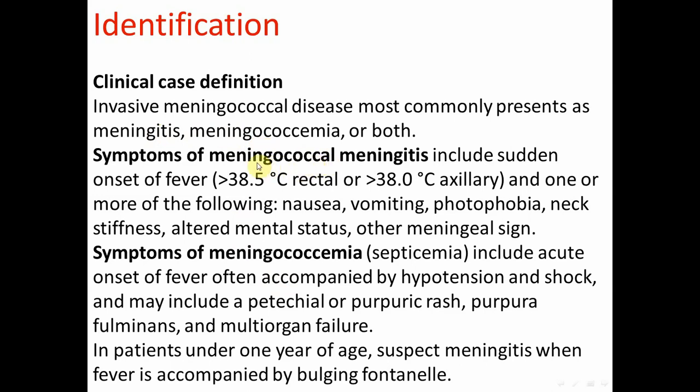The pathognomonic presentation of meningitis is fever and signs of meningeal irritation, which include vomiting, severe headache, and high fever, more than 38.5, nausea, vomiting, photophobia, neck stiffness, altered mental state, and meningeal irritation signs. The pathognomonic feature is the acute onset, sudden onset of the disease, accompanied by hypotension, shock, and sometimes petechial purpuric rash or purpura fulminans, and multi-organ failure.